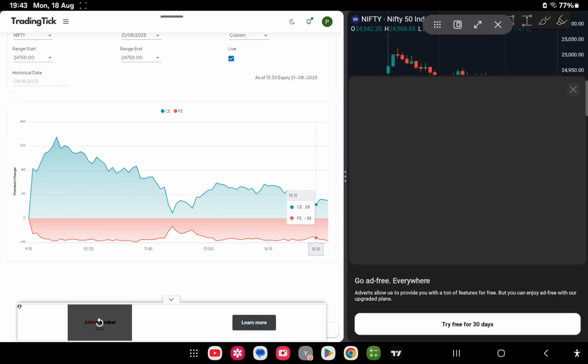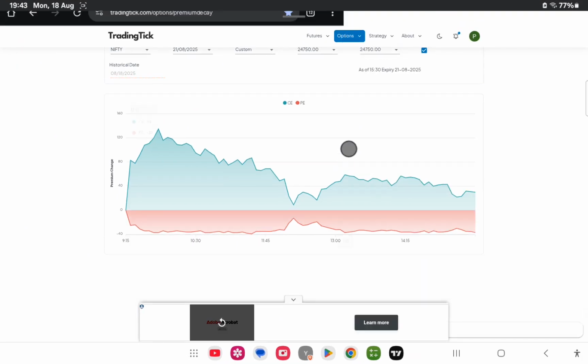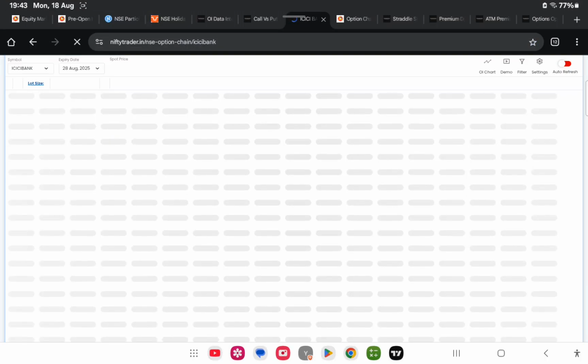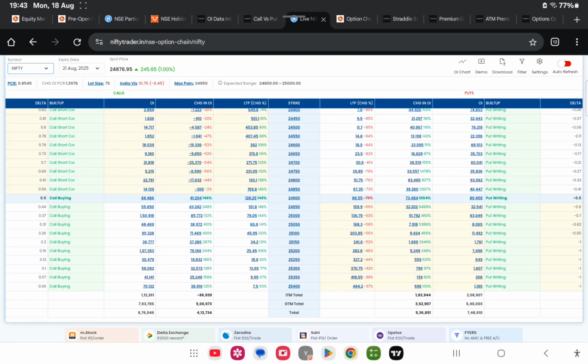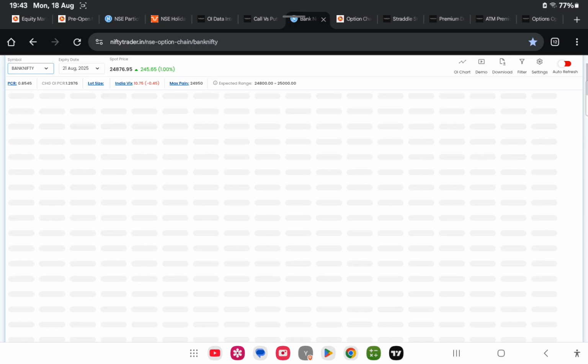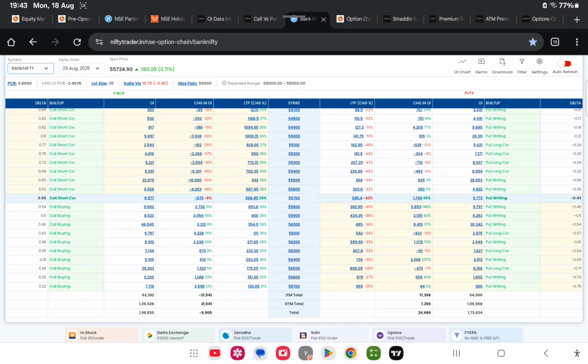Now we'll move on to the last minute build up on the Nifty Trader website. So first I'm going to check Nifty. When you check OTM, it's 76 and 54. Clearly call writing is more, so resistance is more in the market. For Bank Nifty, it's 136 versus 109.